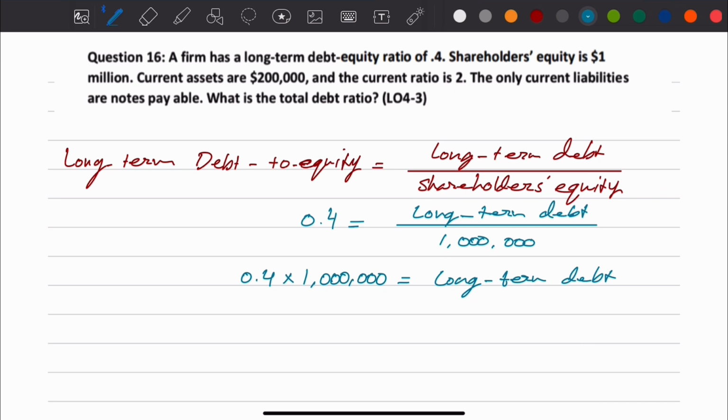Turn to our calculators. 0.4 multiplied by 1 million, and that is $400,000. So now we know what is the company's long-term debt.